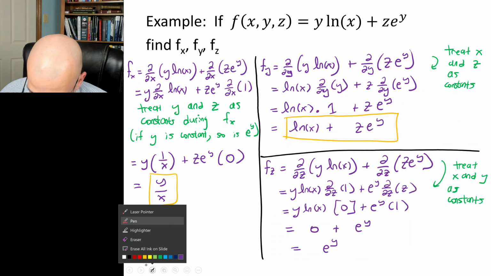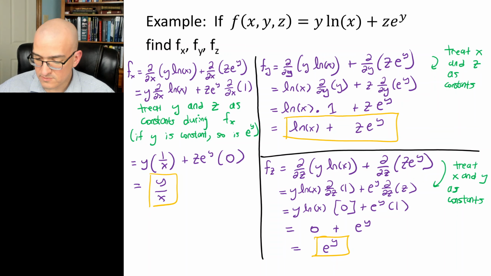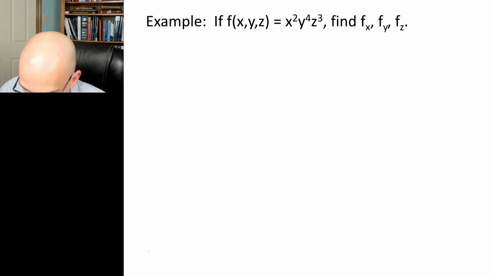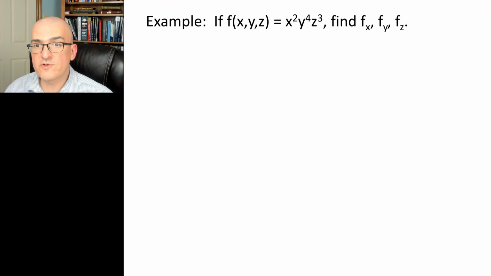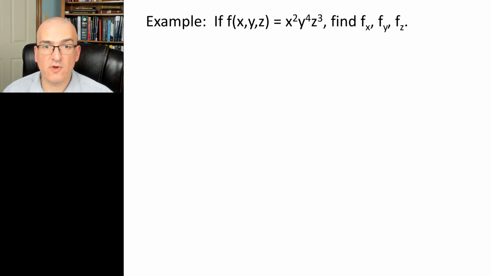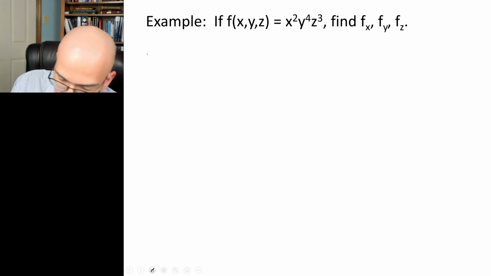So those are your three first derivatives for this multivariable function. Okay, and then the last one, how do you take the first derivatives of this thing, a product of x squared y to the 4 z to the power of 3? Do you have to use a product rule? So let's carefully write out each of them, and I'll show you that you don't need a product rule.